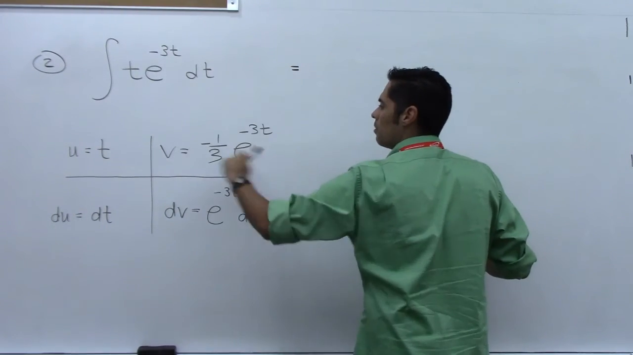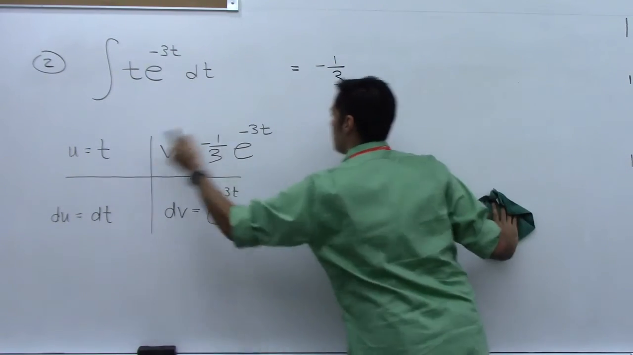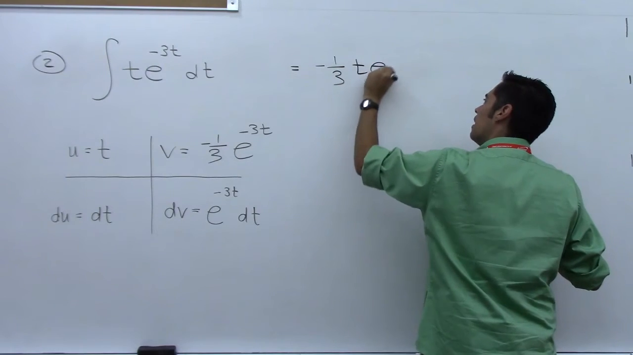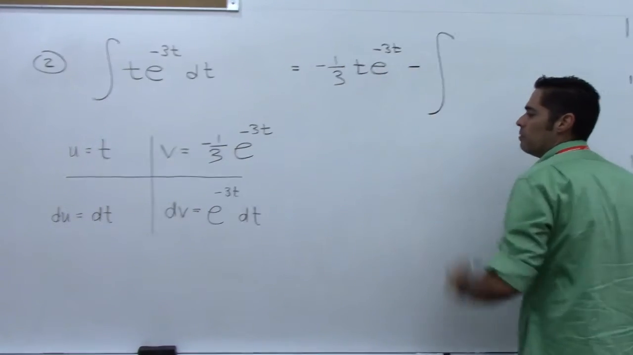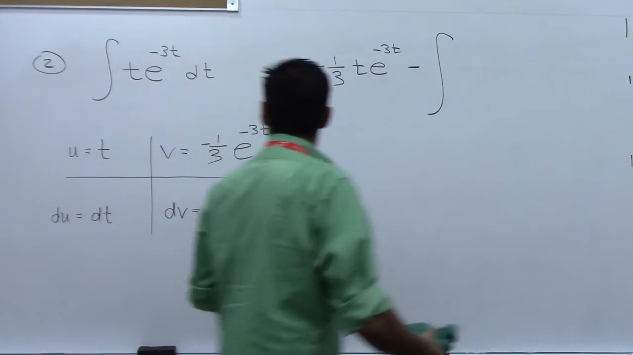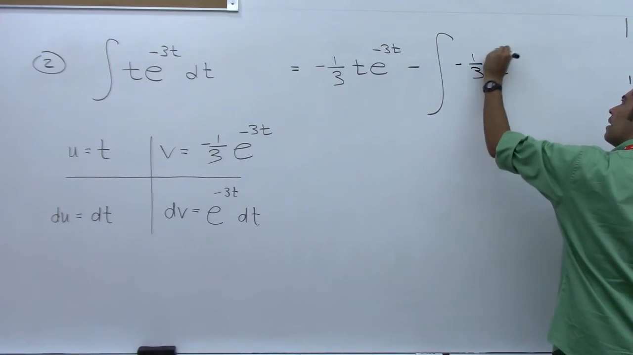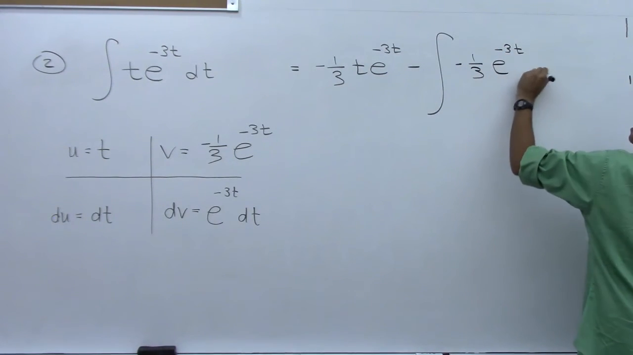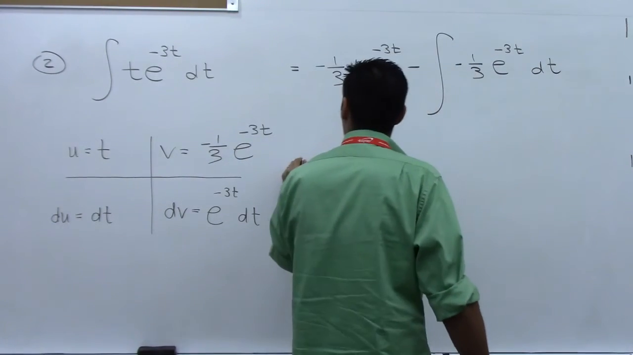And now this is equal to uv, so negative 1/3. That's this. I'm going to multiply the t. I'm going to put the t here. e to the negative 3t. Then minus, here's my new integral, which is going to be across here like this. So I'll have negative 1/3 e to the negative 3t dt. And I can pull the negative 1/3 out and make it a plus.